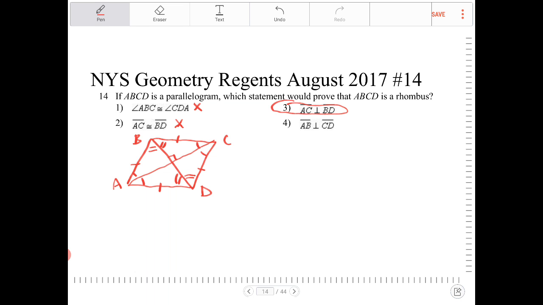And then option 4, AB is perpendicular to CD. Well, that just doesn't make any sense because AB and CD are opposite sides. They cannot be perpendicular.